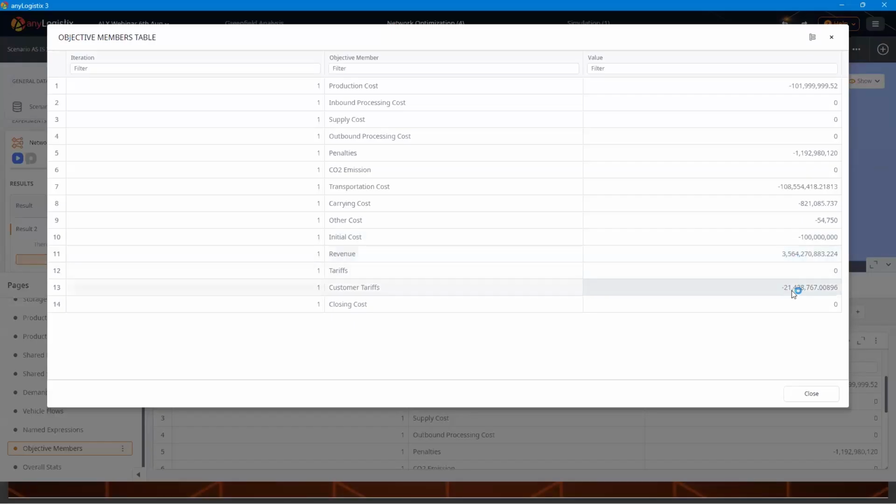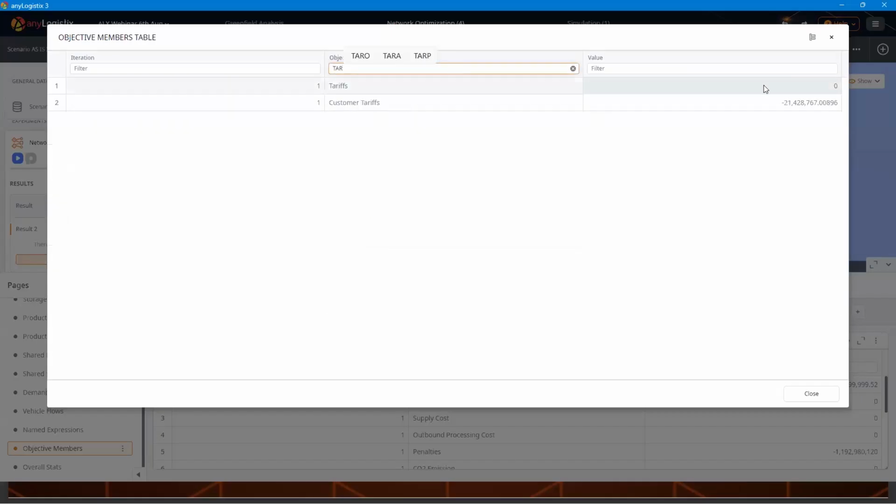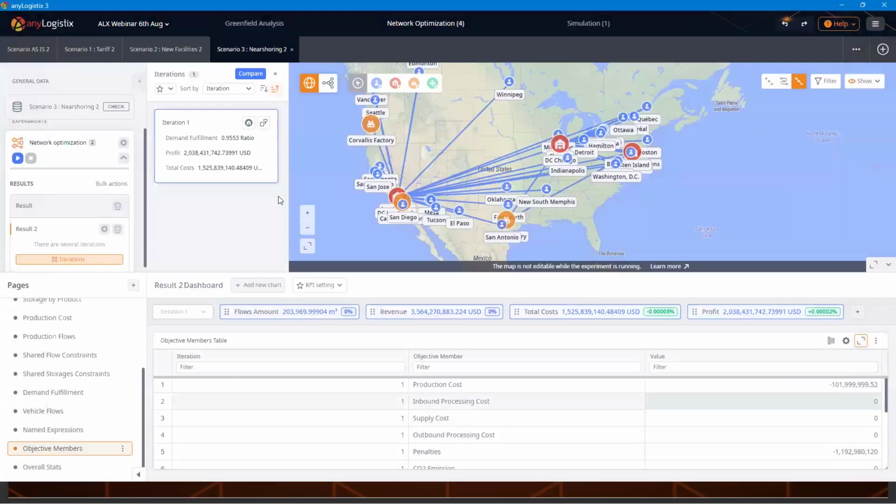And we still see the customer tariff, but we don't see the tariff in this case. The tariff is zero because, as I said, the tariff is the internal movement between the different countries. Our factories are in the USA, our DCs are in the USA, so we don't have any tariff on that. We have the customer tariff because our DCs are in the USA, our customers are in Canada, and we have a tariff of 4%, I think, from the USA to Canada. So that's how we get the tariff on it. So the beauty of anyLogistix is that it selected the best customers, which are making more profit for us.